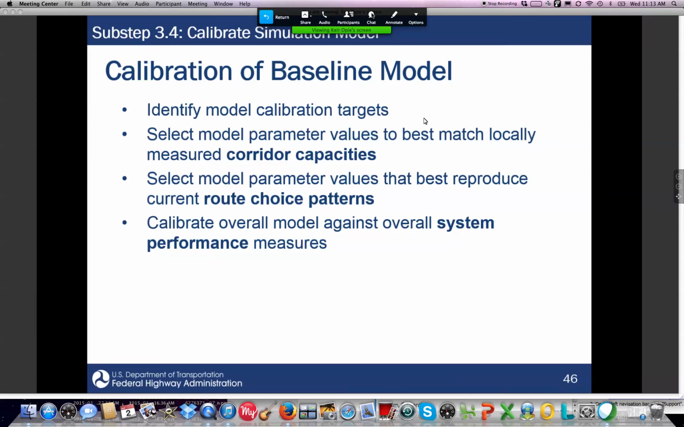Calibration of the baseline model, as I said, is critical. The key things to consider here as well: we have to make sure that we properly model the capacity of the systems that we're trying to model, so those corridor capacities. We have to make sure that we can realistically estimate route choice patterns. Not everybody's going to follow the same path to get from A to B. We have to make sure that the model is properly representing those various different choices.